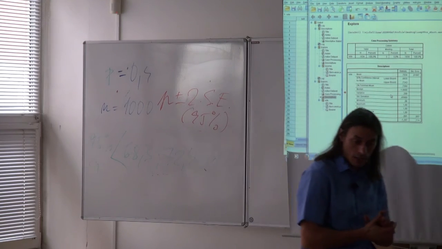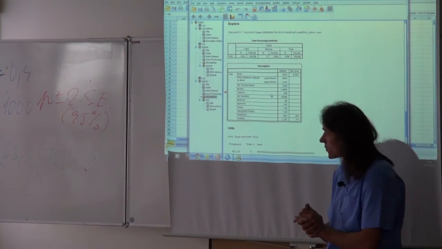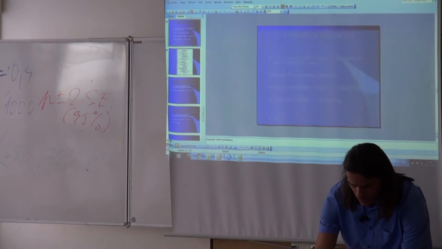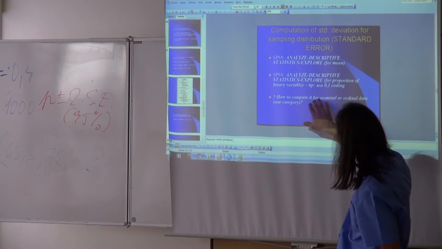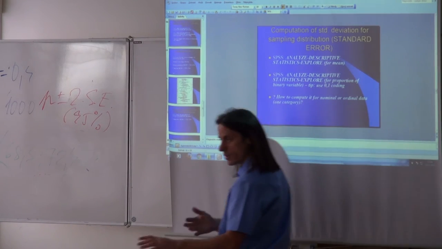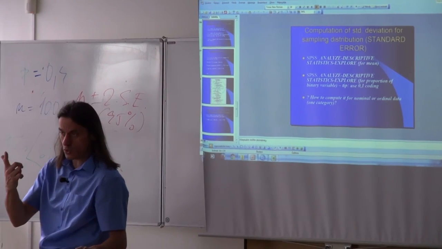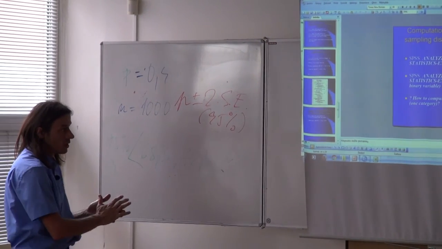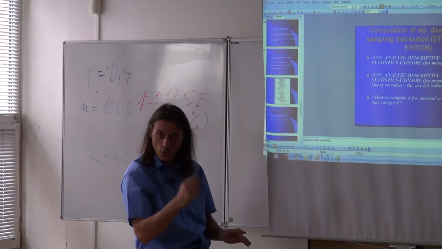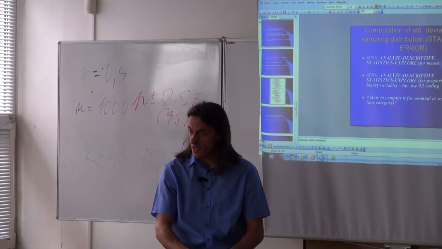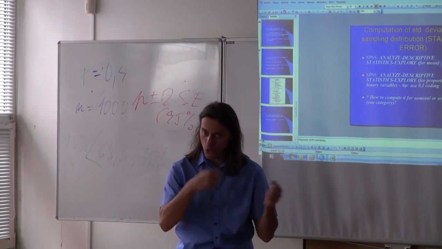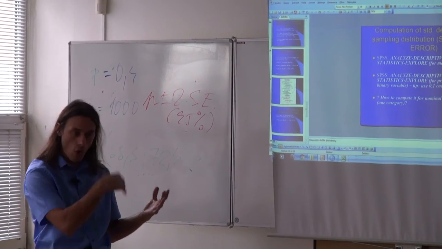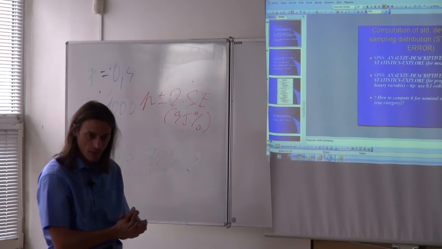Okay, and now only the last answer to the previous question. We'll go back. Here it is: how to compute it for nominal and ordinal variables with more than two values. If you are interested in some proportion for a variable with more than two values, it's very easy. Once again, you recode the data into 0 and 1. 1 will be the category in which you are interested, 0 for all others, and you will do the same stuff.